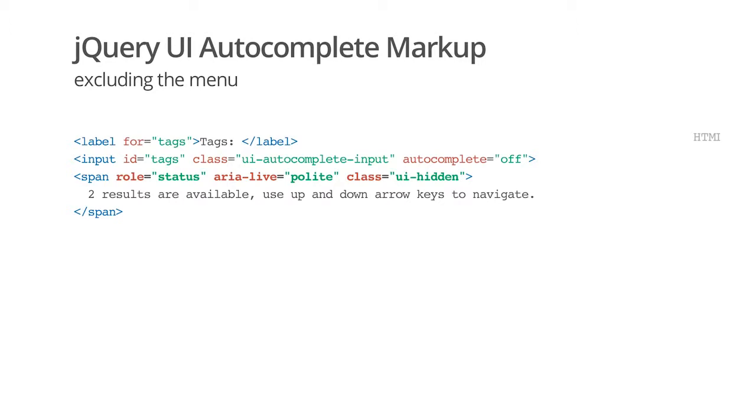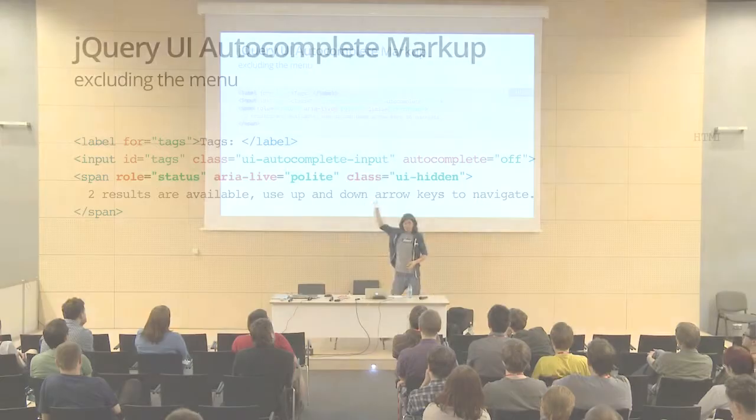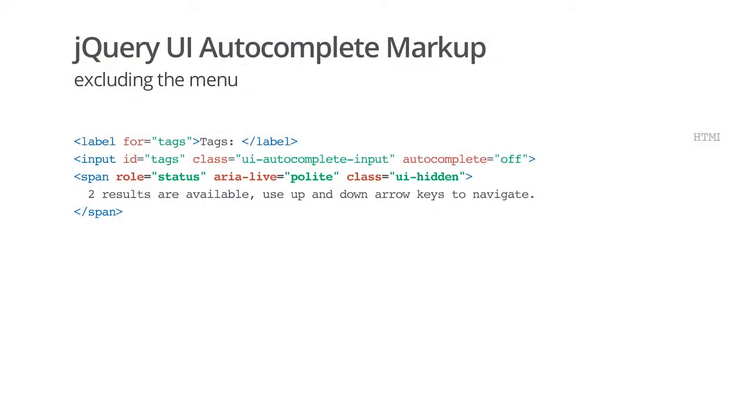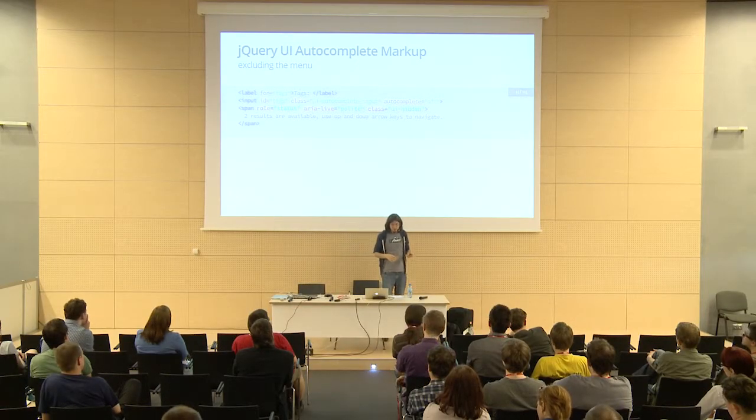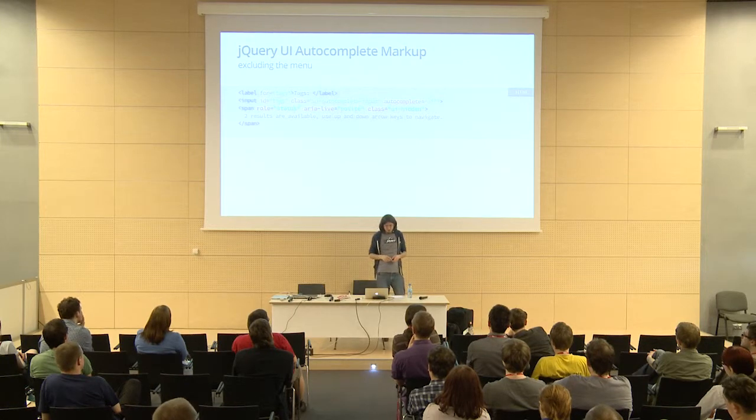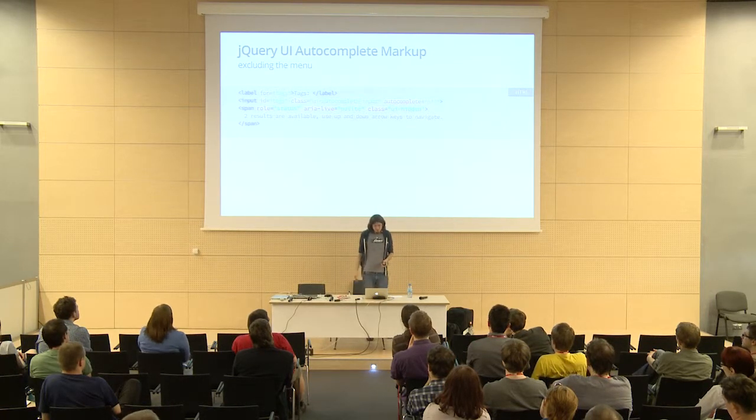We're using a live region, which we've seen before, which is the span element here. It has a role of status, which implies aria-live polite, but that doesn't always work, so we also add the explicit aria-live attribute. And we use a class called ui-helper-hidden-accessible, which hides the element from the screen, but doesn't actually hide it from the screen reader, so that the live region changes are still announced. It's not what the specification recommends, but it actually works, so that's what jQuery currently implements.